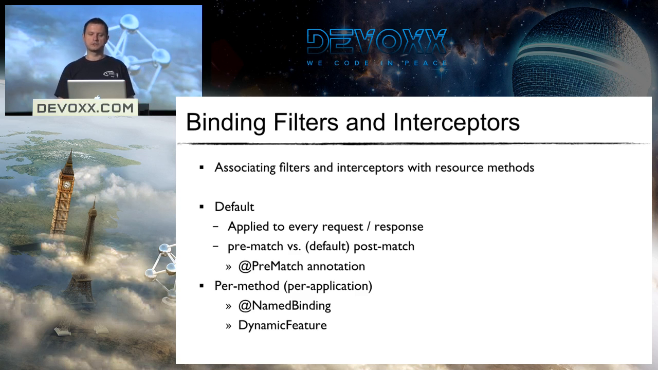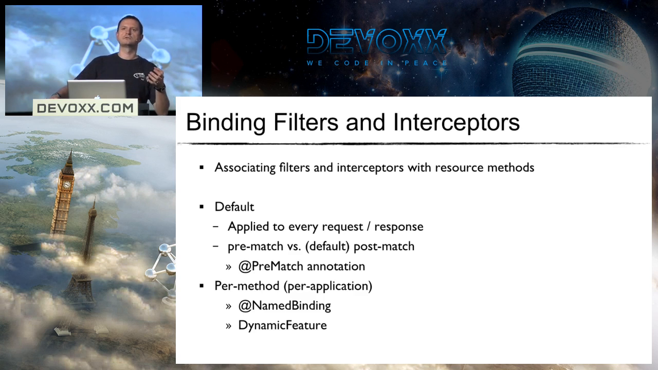We have the static binding, which is represented by the @NameBinding annotation. And we have a dynamic binding where the developer can decide during the deployment time whether a filter or interceptor should be bound to a method or not. By default, if you don't use either of these two mechanisms, the filters and interceptors will be considered global and as such will be applied to every request and response. There is also a special annotation on the server side, which is @PreMatching, which means that the filter or interceptor should be invoked even before you try to match a request to the resource method.